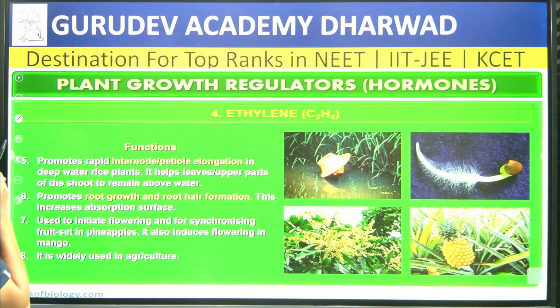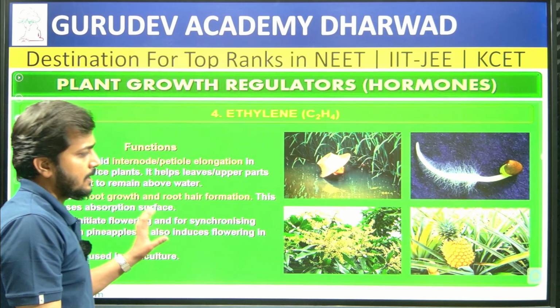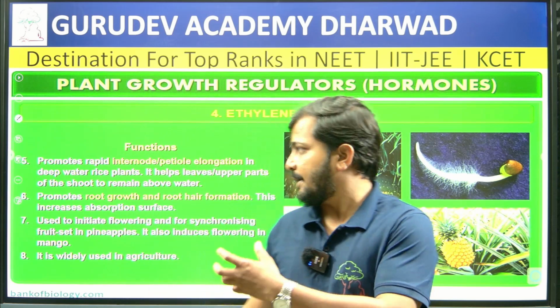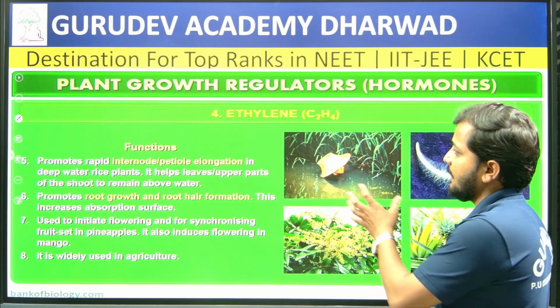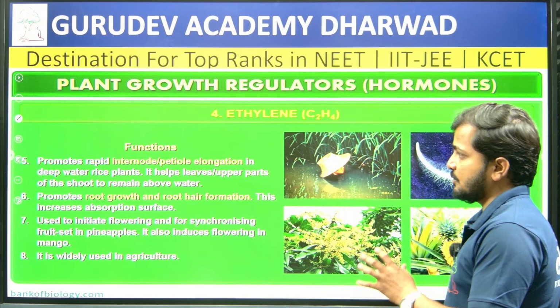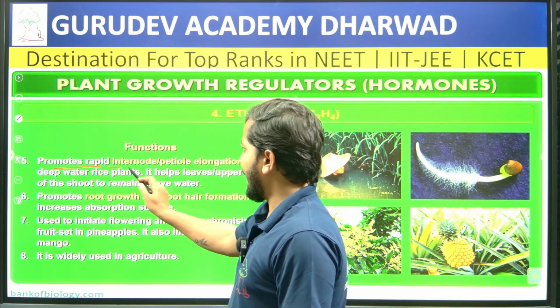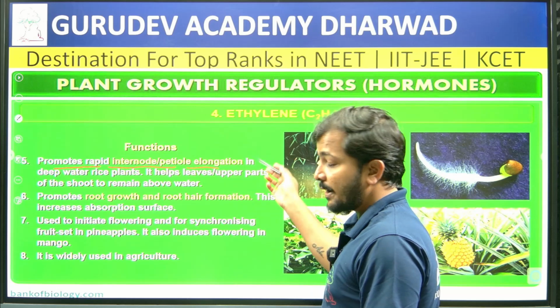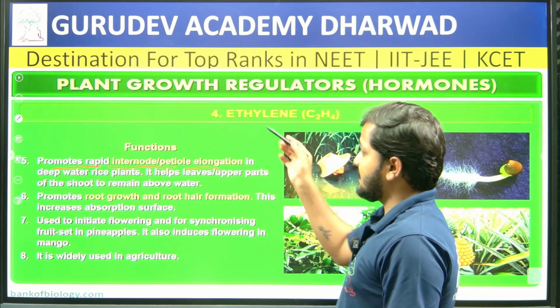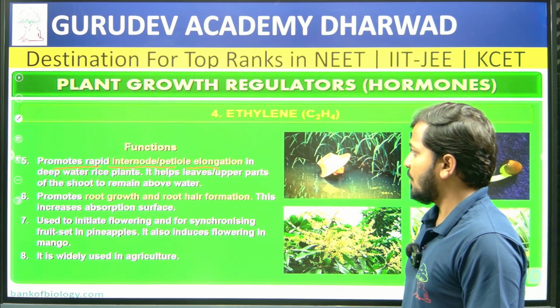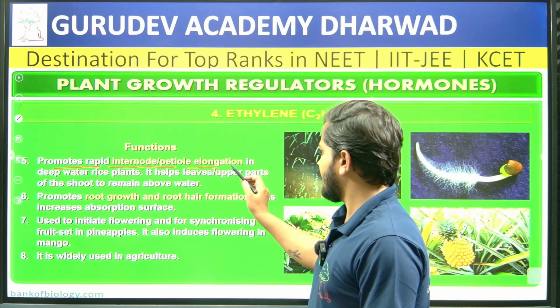So if you want to read these aspects, whenever you are reading, you just pause the video and you can find the functions of these hormones. Majorly, it also promotes rapid internode and petiole elongation. This ethylene has both a positive as well as a negative role, which you can find majorly here with respect to the plant.